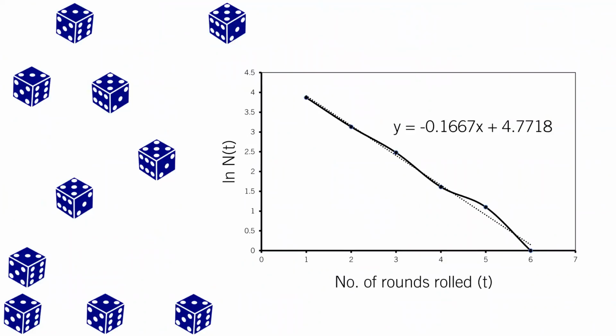This process will be repeated until the number of remaining dice reaches about 10% of the initial number of dice. And by plotting the number of dice remaining versus the number of times the dice are rolled, we will be able to calculate the decay constant of the radioactive dice.